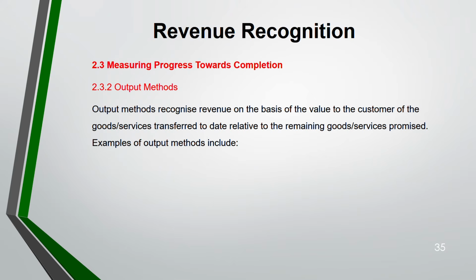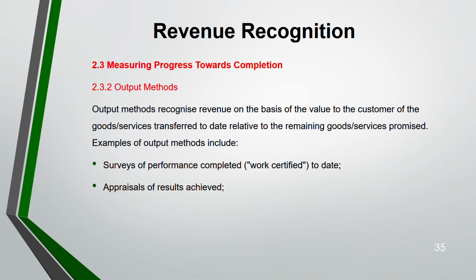First, let's go through the output method. The output method recognizes revenue based on the value to the customer of the goods and services transferred to date relative to the remaining goods promised. Examples of the output method: service or performance completed, that is work certified to date; appraisal of the results achieved; milestones achieved; time elapsed; units produced or delivered. These are all output methods. You look at the output and decide how much you have completed.